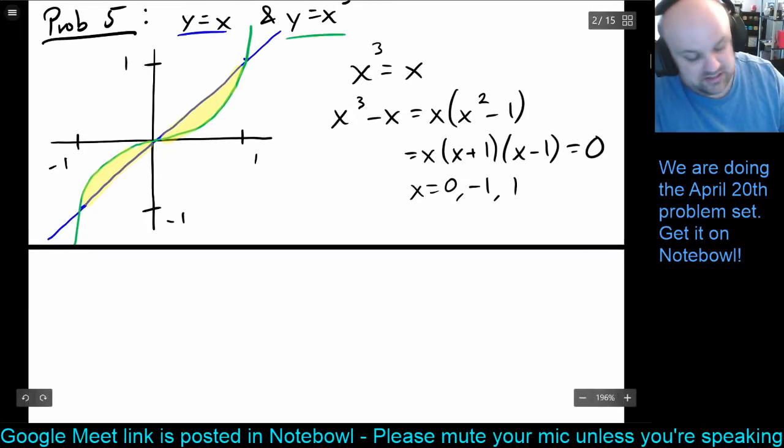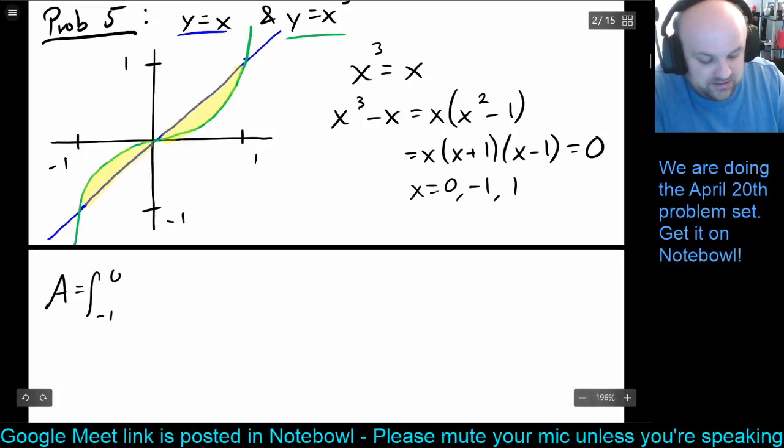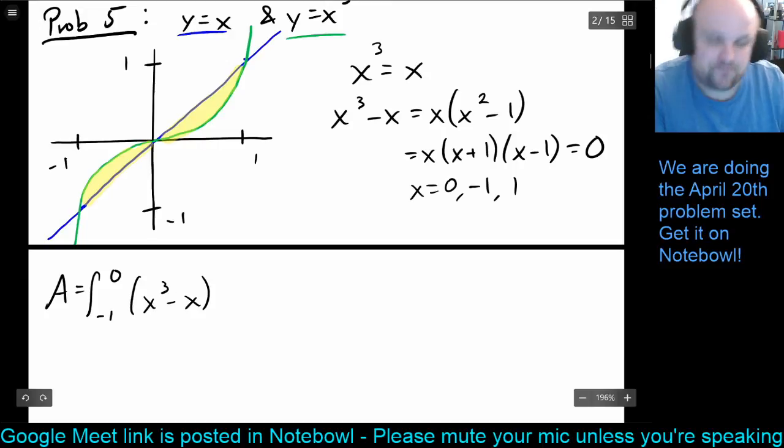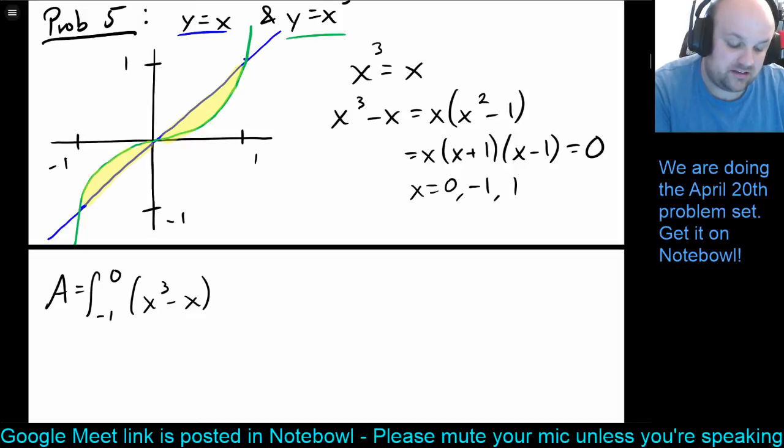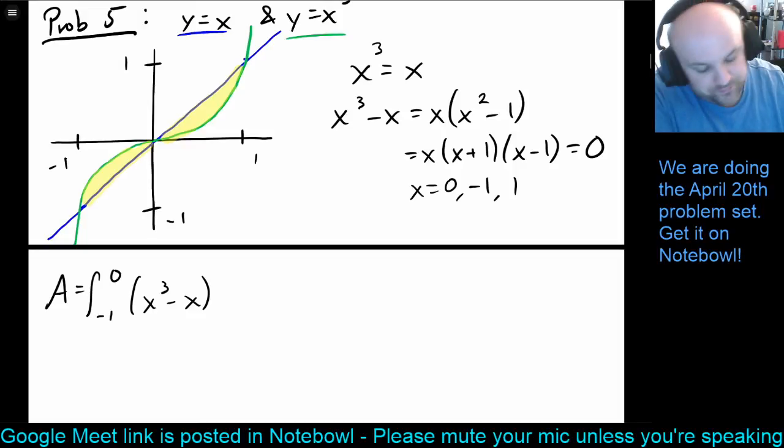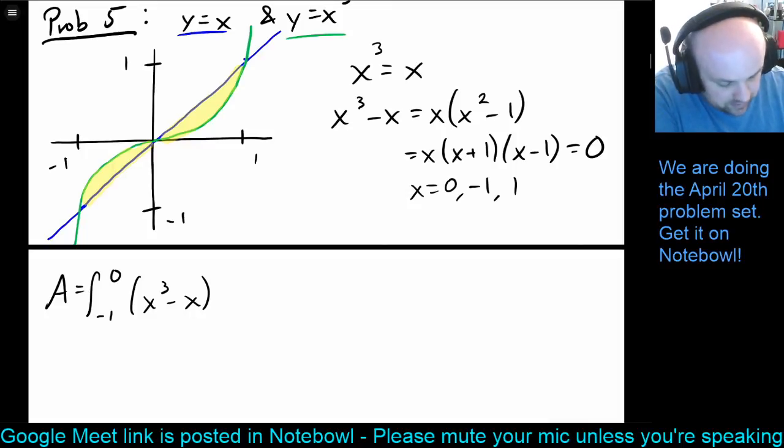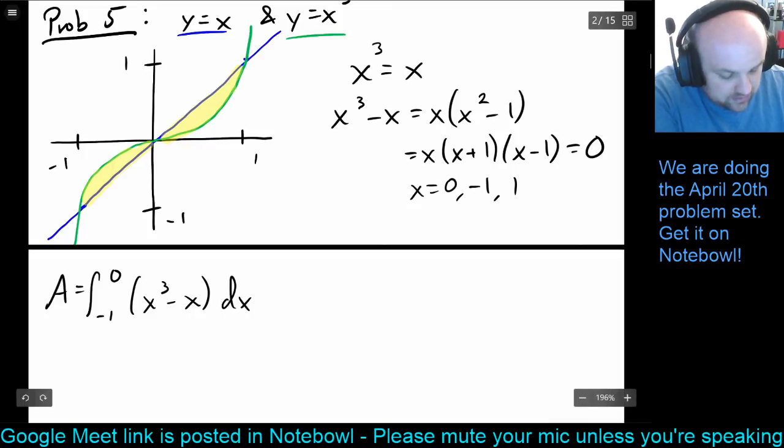All right, so now we just set up the integral for the area. Integral from minus 1 to 0. This is going to be x cubed minus x, because again, we want to subtract the bottom from the top. dx. And then plus the integral from 0 to 1 of, again, top minus bottom. So x minus x cubed.